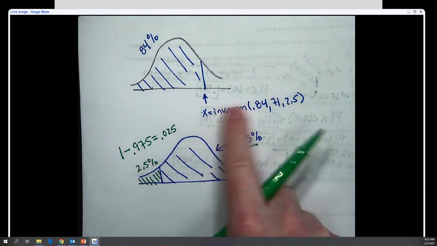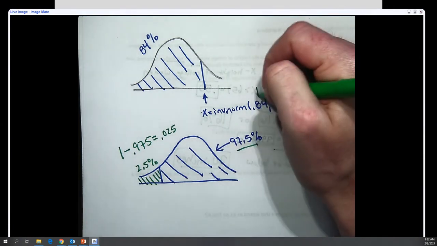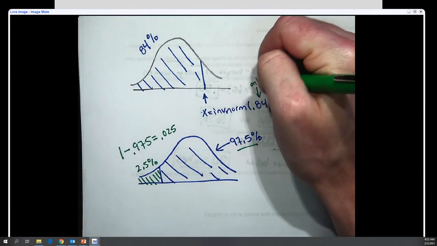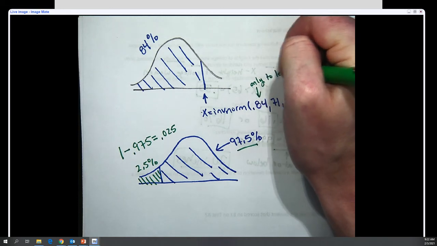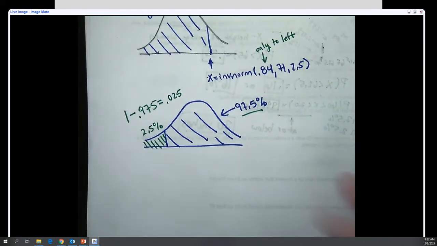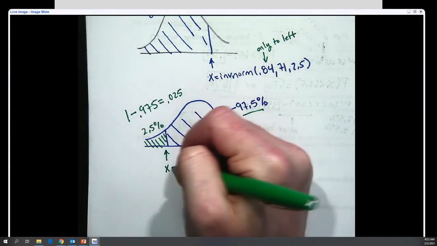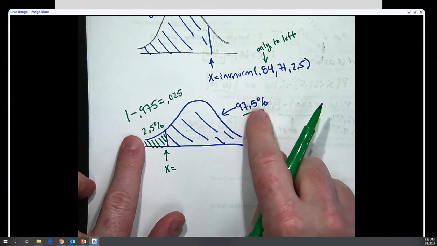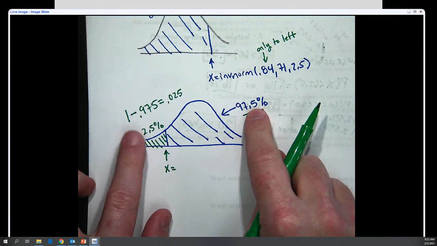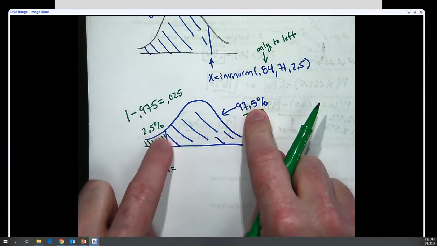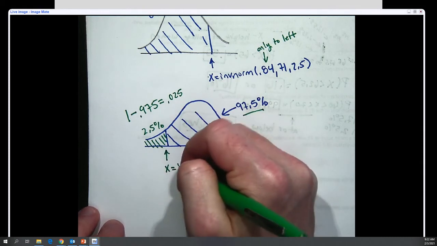Remember, inverse norm, area, this thing right here is only to the left. That's the only way the calculator thinks about things. So if we want to find this x value, instead of saying 97.5, I have to say 2.5. It's still talking about the same spot, but your calculator only understands to the left.